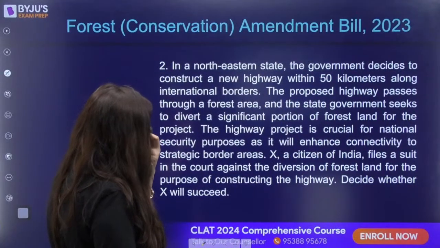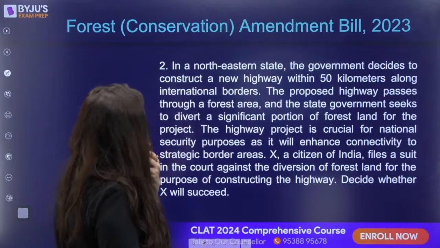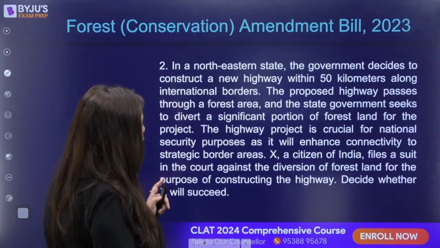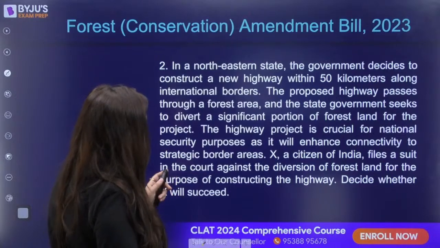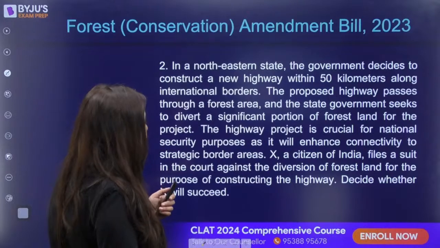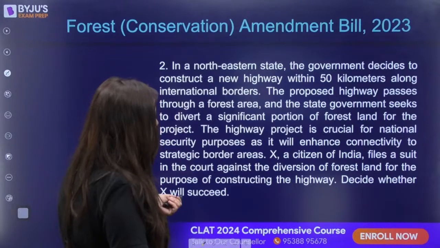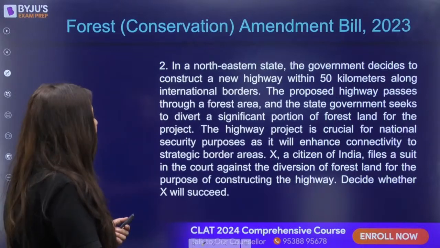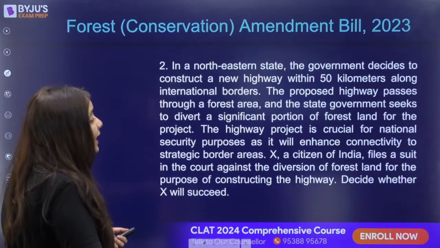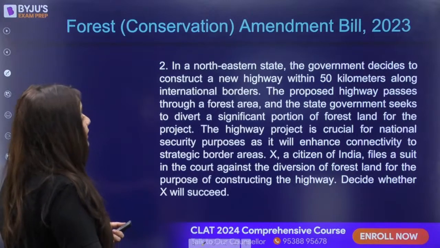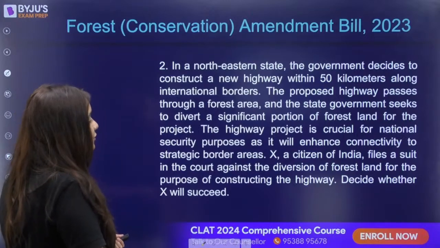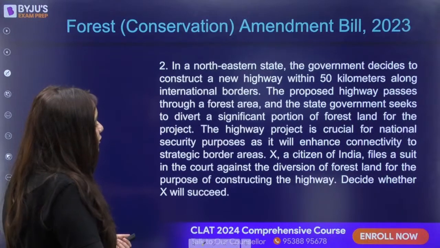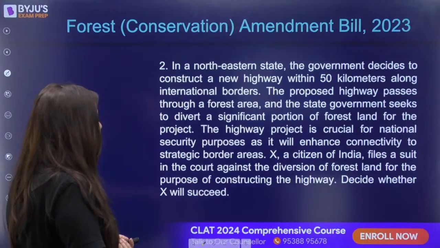Question number 2. In a northeastern state, the government decides to construct a new highway within 50 kilometers along international borders. The proposed highway passes through a forest area and the state government seeks to divert a significant portion of the forest land for the project. The highway project is crucial for national security purposes as it will enhance connectivity to strategic border areas. X, a citizen of India, files a suit in the court against the diversion of forest land for the purpose of constructing the highway. Decide whether X will succeed.